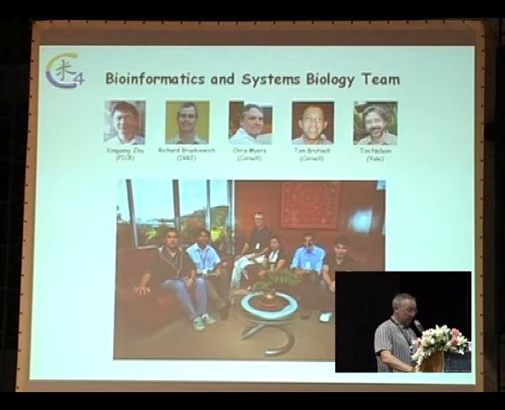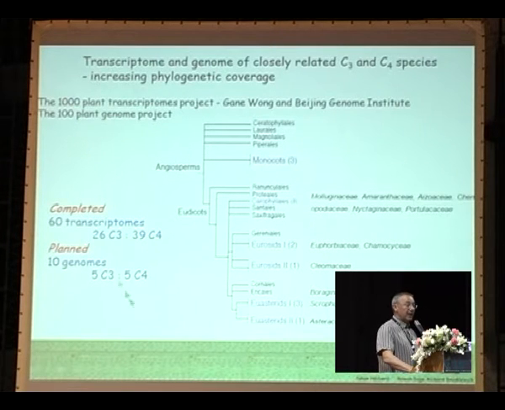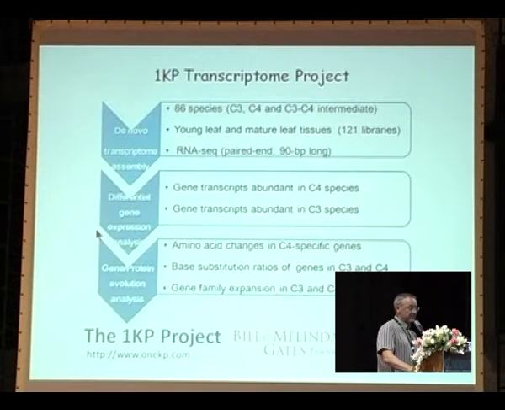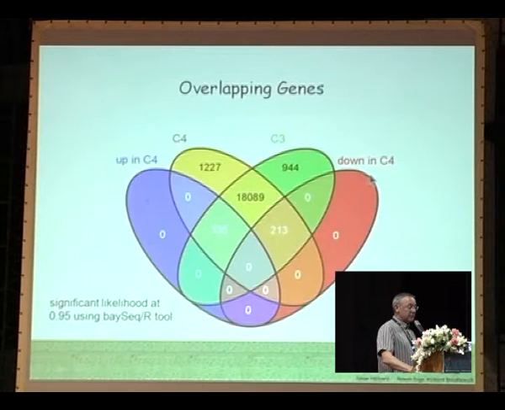We have a bioinformatics and systems biology team. They've been working on a range of projects. One of them is the GAIN-1 1000 plants transcriptome project, and we have 39 C4 and 26 C3 plants within that project. And this group now is analysing the data that has just recently been made available from those. To cut a long story short, they're seeing genes that are C4 and C3 specific.